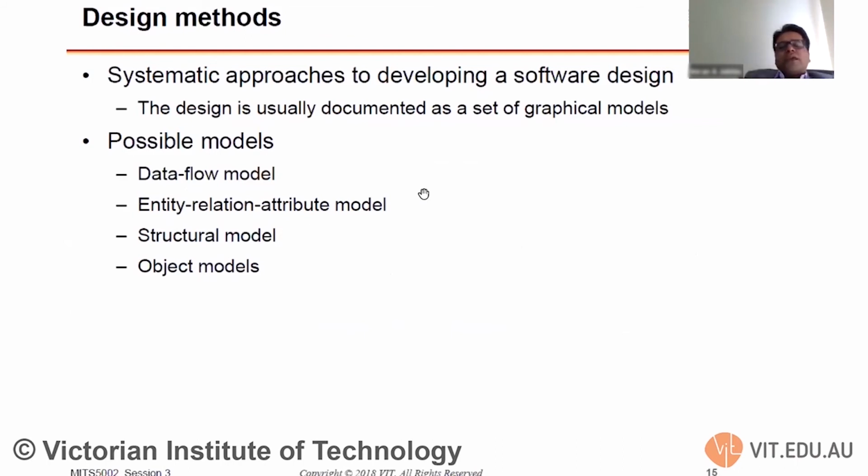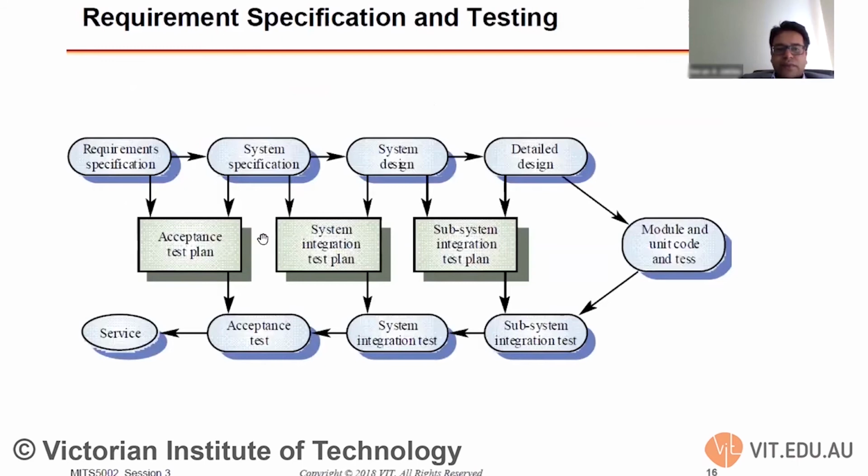So overall, when we design a software, maybe as a developer you design it, or as an analyst you do your requirements, you understand it. But it's really difficult if others don't understand, so we document them using natural language and graphical models. So possible graphical models can be data flow models, entity relationship attribute models for data, or structural models, or object models. We look at them now.